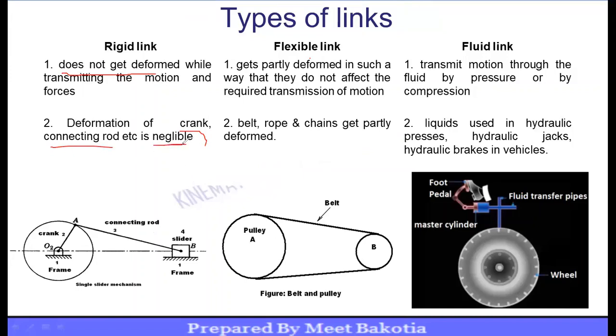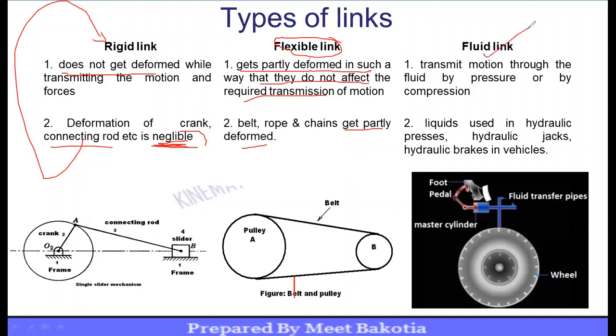The deformation observed is very negligible. So we always call these bodies rigid bodies, as compared to bodies like belts, ropes, and chains, because they get partly deformed. If the body gets partly deformed in such a way that it does not affect the required transmission of motion, because when they start affecting the transmission of motion, we are going to replace it or tighten it, then these links are called flexible links.